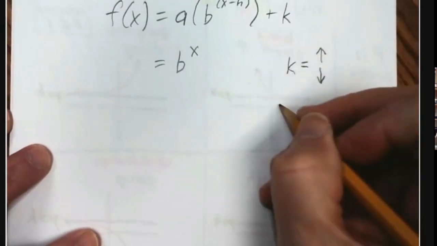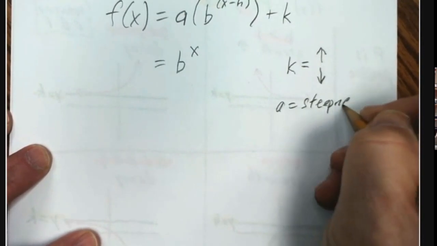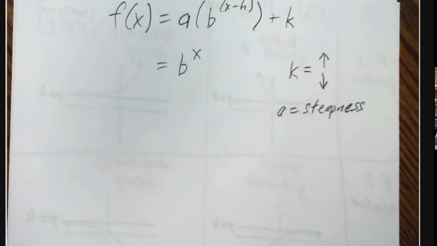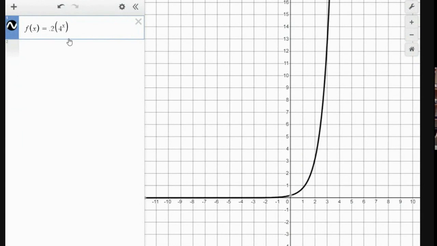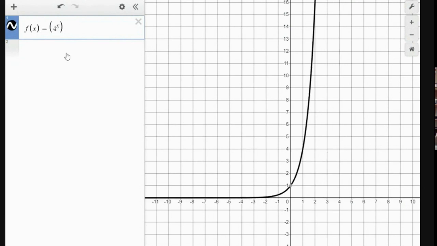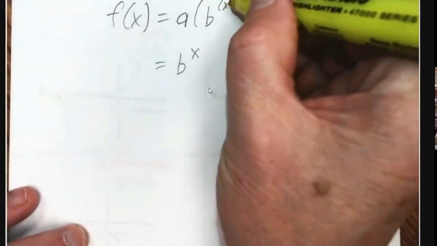A is steepness. And by the same token, if a is a fraction, it'll be even less steep. Look at it. If we make a 0.2, which is 2/10, see, it's even less steep now. Now it's way over here. 0.1, 0.05. See, it just changes that. Go back to a 2. It's steeper. But the only thing we haven't looked at is this minus h.